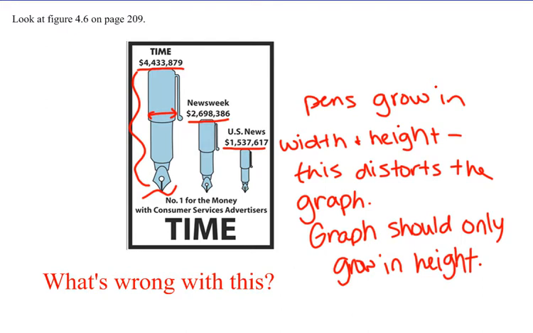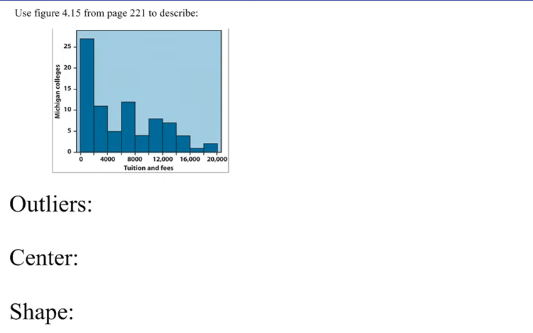Okay, and now we're going to actually apply some of this stuff to a histogram. So you can see here we have a histogram that has tuition and fees on the bottom and then Michigan colleges on the top, so the number of colleges that fit that tuition and fee. Most of them are between $0 and $2,000, and then they kind of move. So we're looking for some outliers, and that would be anything that sticks out as not fitting this graph.